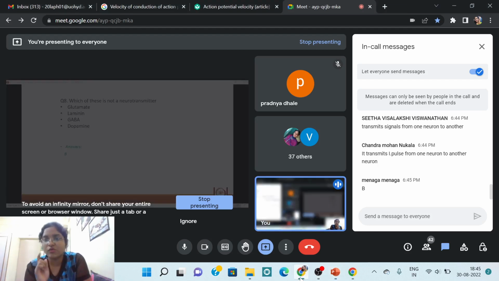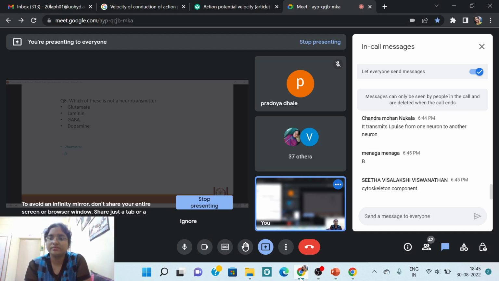But can anyone say what is laminin? Where is laminin present? Laminin is a part of which system or which component? We know that glutamate, GABA, and dopamine are neurotransmitters, but what is laminin? Does anyone know? This is also a very simple thing. It's a part of cell biology. Yes, it is a part of the cytoskeleton. Good.